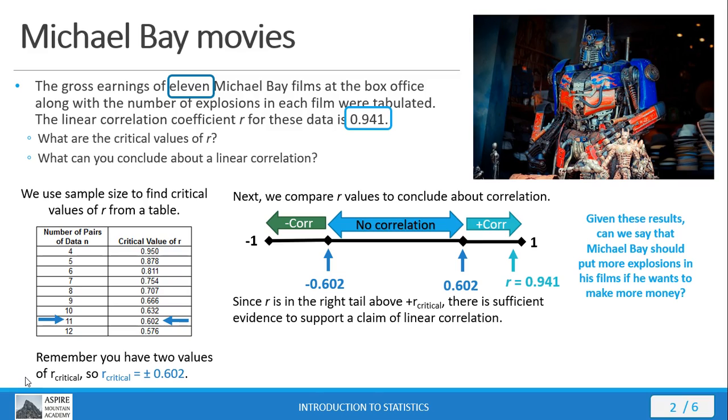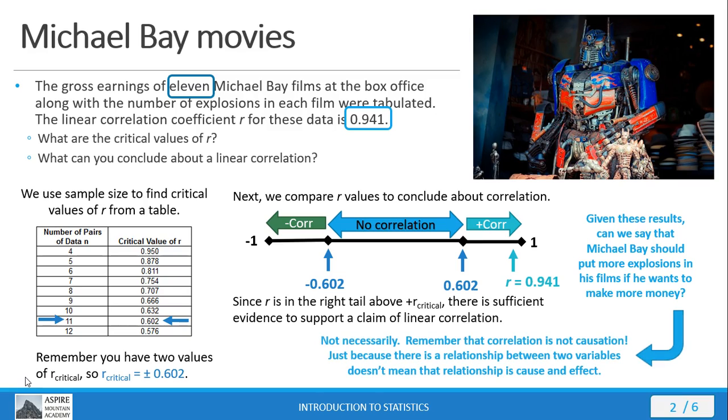Well, remember that correlation is not causation. Just because the number of explosions is correlated to how much money the movie makes doesn't mean that the one causes the other. It just means there is some association between the two variables. It says nothing about what that association is.